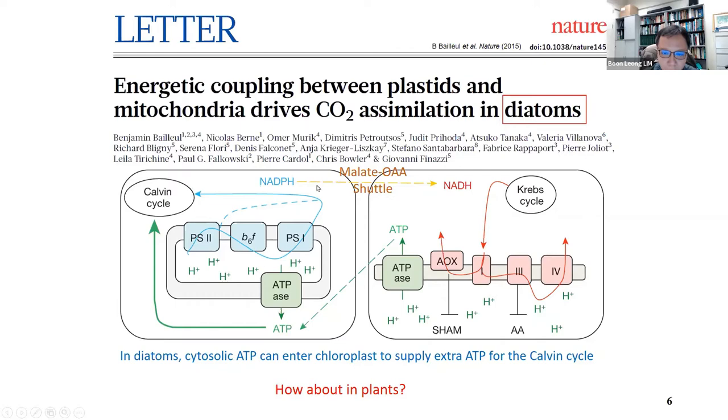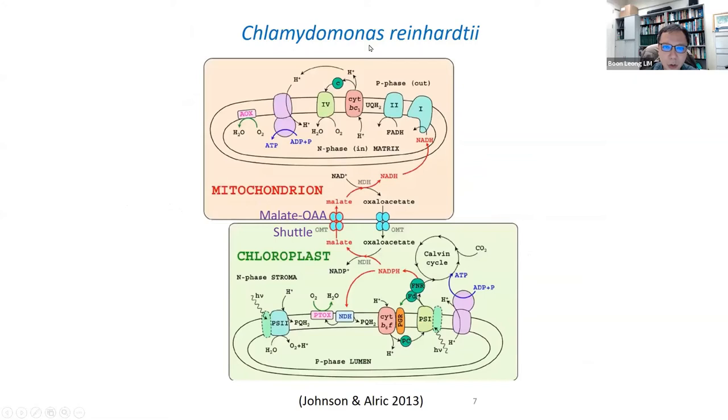Here, the malate-OAA shuttle is like this. This is Chlamydomonas. You can see that in the chloroplast, the extra NADPH can convert OAA into malate and regenerate NADP. The malate can be exported to the cytosol and then imported into the mitochondrion, where the malate can be converted back into OAA and generate NADH. The NADH can be consumed by the mitochondrial electron transport chain to generate ATP. So this is the malate-OAA shuttle.